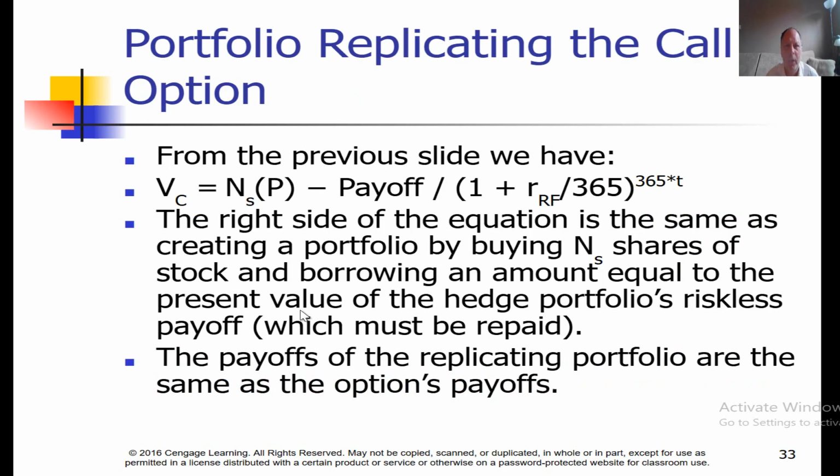So how about a portfolio replicating the call option? From the previous slide, we have the value of the call option has to equal the number of shares long times the initial price of the stock minus the present value of the payoff. The right side of the equation is the same as creating a portfolio by buying n shares of stock and borrowing an amount equal to the present value of the hedge portfolio's riskless payoff, which must be repaid. The payoffs of the replicating portfolio are the same as the option's payoffs.